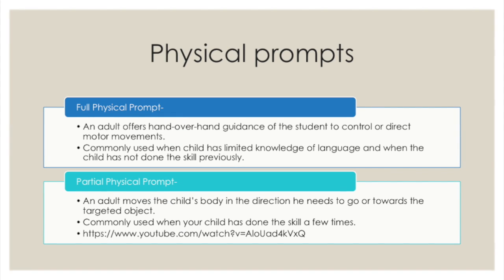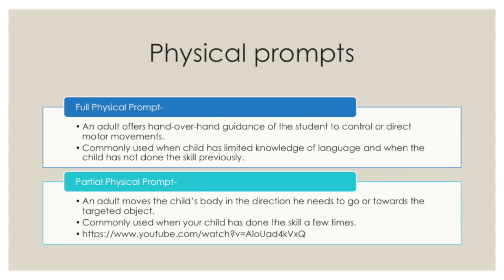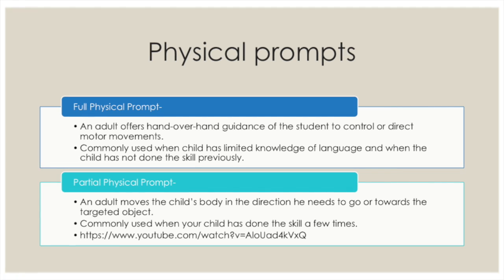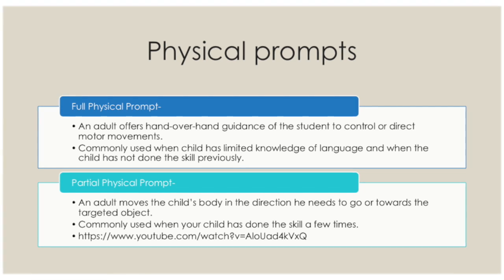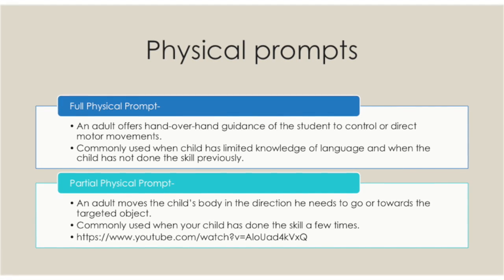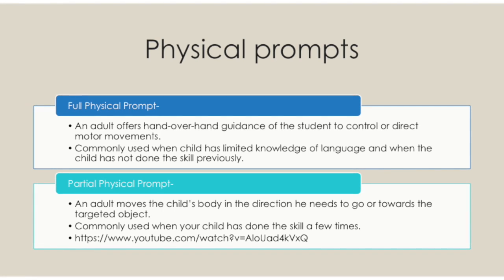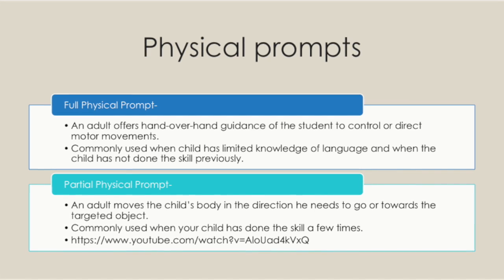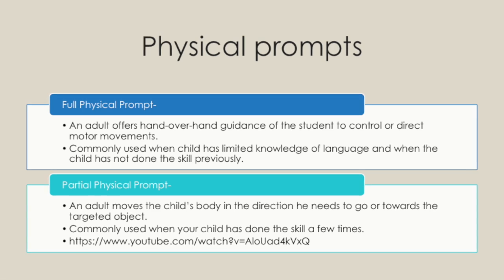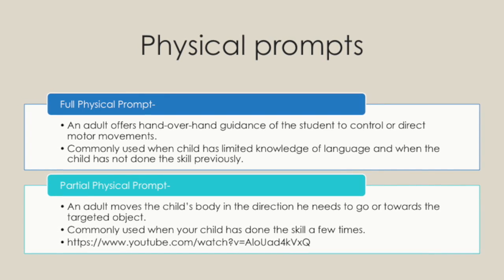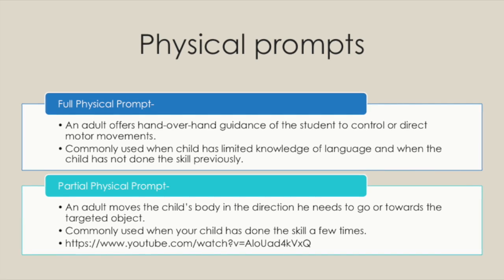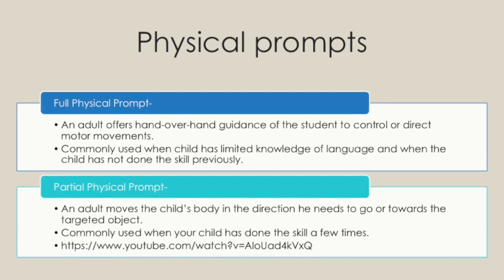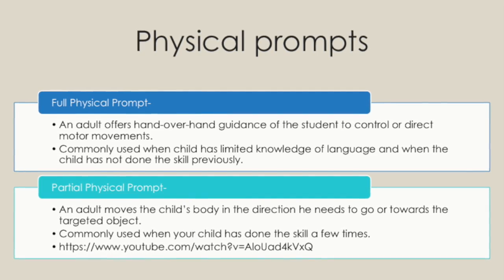We have physical prompts as well. So physical prompts, we have two types. We have full physical and we have a partial physical. A full physical is when an adult offers hand-over-hand guidance of the student to control or direct motor movements. This is commonly used when the child has limited knowledge of language and when the child has not done the skill previously. So full physical basically means that if I say, go clean up your car, and then you just stand there and you don't do what I'm asking, and you have never gotten up to clean up your car before, then I might walk over to your kiddo, hand over hand guide him to physically pick up the car and put it in the bin.